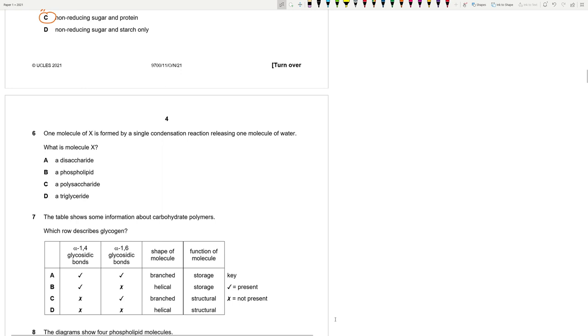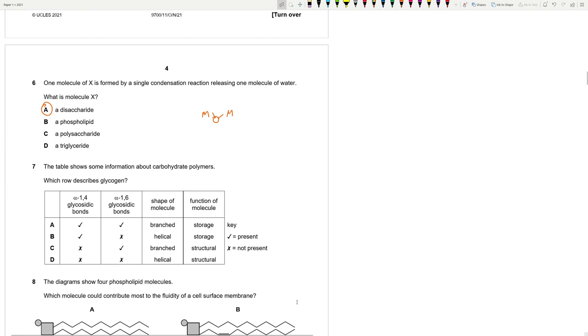One molecule of X is formed by a single condensation reaction releasing one molecule of water. What is molecule X? Remember, that means only one bond was formed. Only a single bond was formed. That's why the answer should be A, because in a disaccharide, two monosaccharides combine to form a glycosidic bond. So only one bond is formed. But in phospholipids or polysaccharides or triglycerides, there is more than one bond. That's the thing. Now 7.